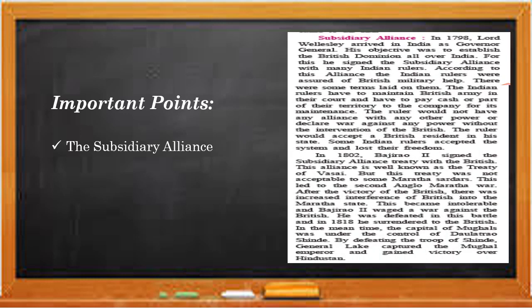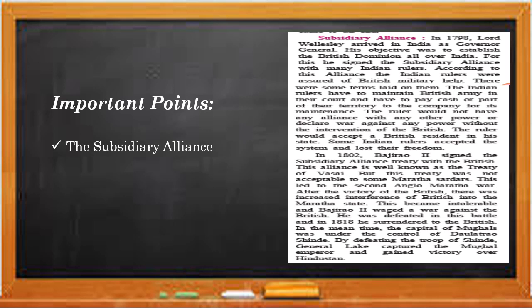Indian rulers should keep the British army in their court territory. These were the rules given by Lord Wellesley. They were to pay the company towards the maintenance of these forces in cash or cede a part of their territory, giving an equivalent amount of revenue. The rulers would not have an alliance or go to war with other powers without the mediation of the British. The rulers should accept a British resident in their state. So these were all the conditions for the subsidiary alliance.